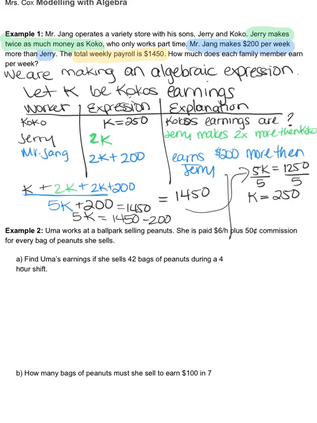But I want to know now what Jerry makes. And Jerry, we said, is 2 times K here. So this is going to be 2 times 250, which is 500. So Jerry makes $500. And then I know that Mr. Jang is going to make $200 more than Jerry. So then this is going to be 500 plus 200, which is 700.